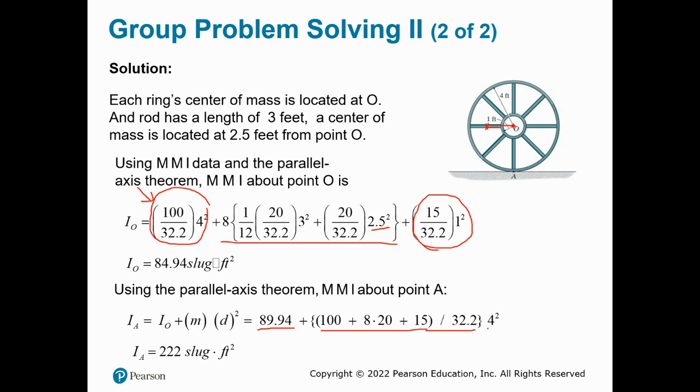And then we multiply by 4 squared, because the distance from O to A is that 1 foot plus the 3 feet. 1 foot is the radius of the smaller ring, and 3 feet is the length of the rod. So 1 foot plus 3 feet gives me 4 feet. That is 4 feet squared, so md squared. We'll plug that into our equation, and that will give us the MMI about point A.